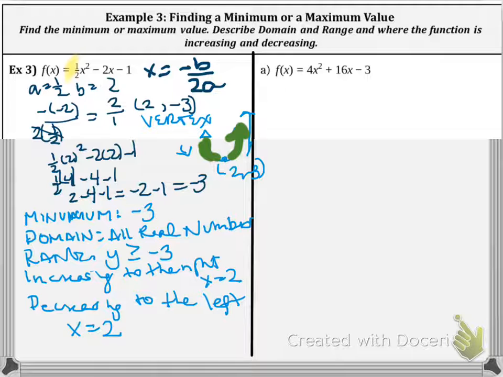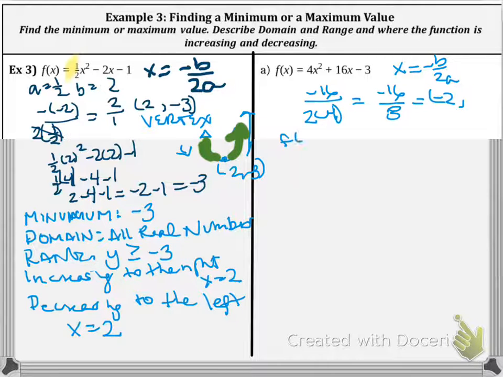So I hope you tried it out. The first thing we need to do is find the vertex. So x equals negative b over 2a. So this is negative 16 over 2 times 4. And so this is negative 16 over 8, or negative 2.